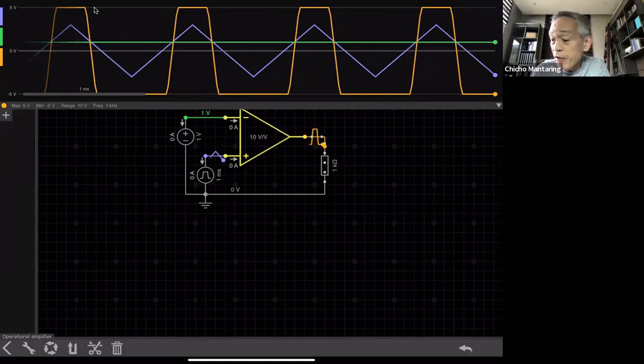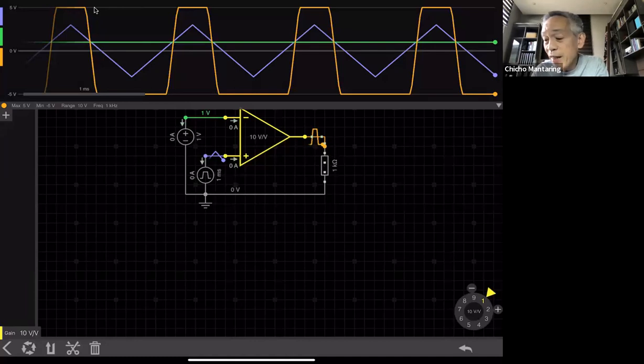Now, what will happen if I adjust my op-amp so that it has a more typical gain? Typical gain of my op-amp, let's say, let's make it 10,000.